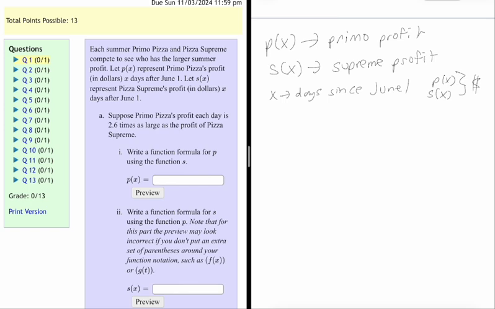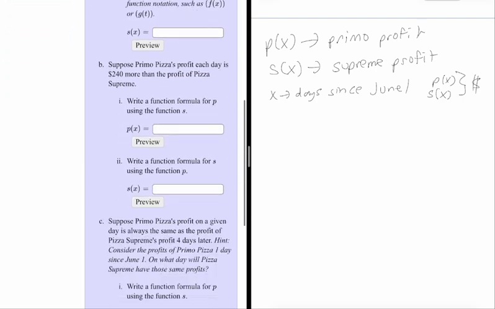It says, suppose Primo's Pizza's profit each day is 2.6 times as large as the profit. Do you see how it's mentioning the word profit? 2.6 times the profit. So P of X would be 2.6 times S of X. And that's all they want there.